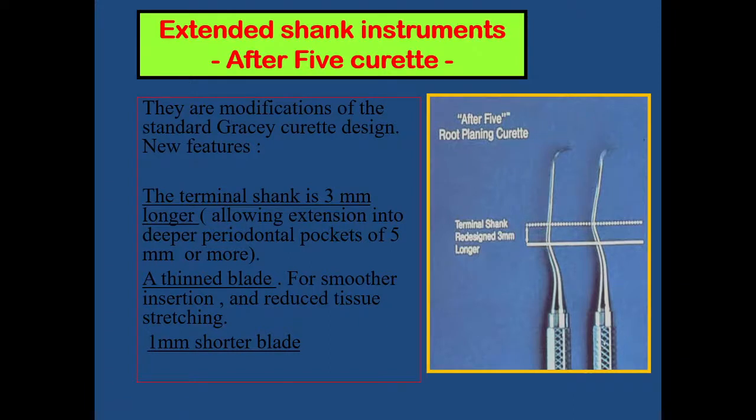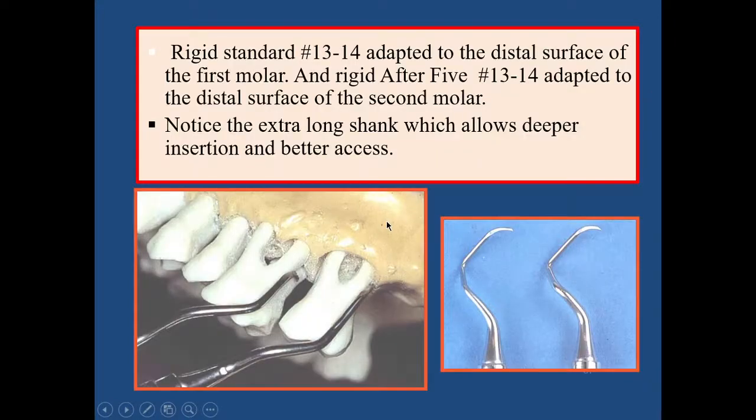After we use all the instruments, we have a problem. What is the problem here? It is the deeper pockets of more than 5 millimeters. So we modify the Gracey Curette to what is called the extended shank instrument or after-five curette. After five means that it is inserted in deep periodontal pockets of 5 millimeters or more. The terminal shank is elongated by 3 millimeters and the blade is shortened.